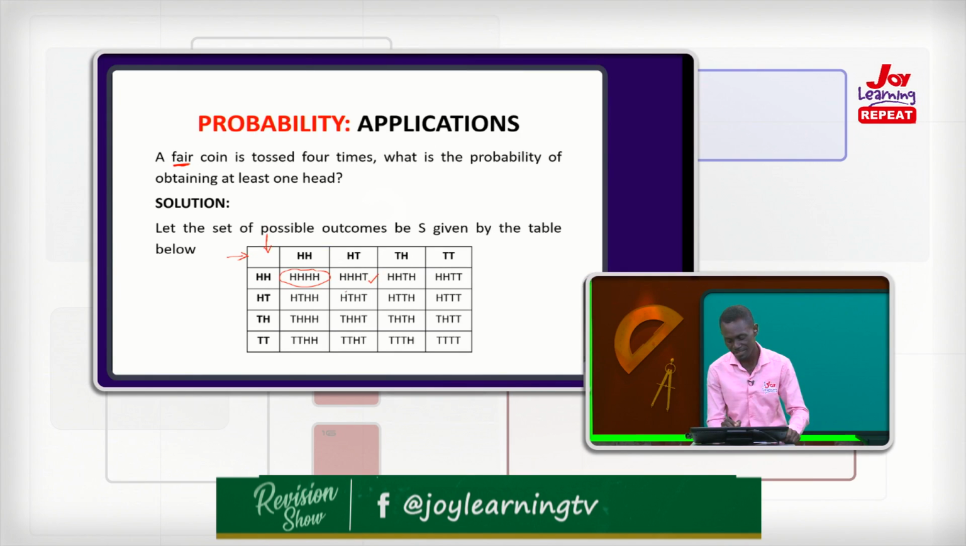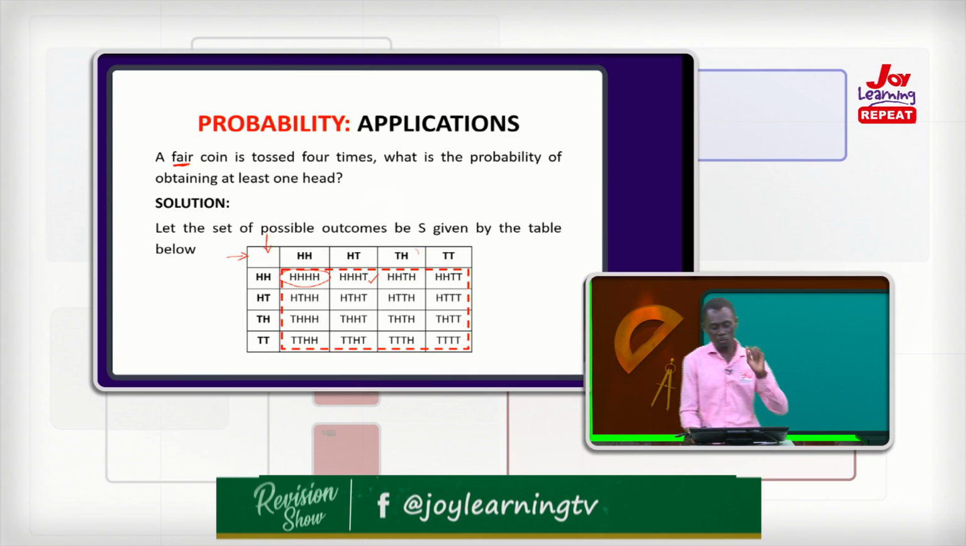Did you also get that? Then I have head, combining with tail-head, I'll have head, tail-head. Then I have head, combining with tail-tail. So I have head, tail-tail. Now, you do that combination, and eventually, you have 16 outcomes. Those are the outcomes with the red border around them. Now, if you look at this very well, what is the question asking us for?